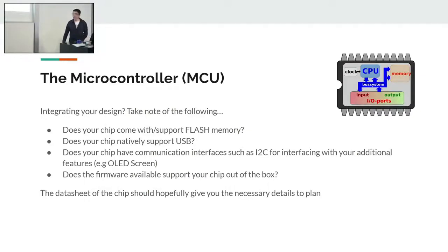Okay, once you've moved off from the bench testing phase and you're ready to put the microcontroller onto your printed circuit board, you have to consider the following. Usually when you buy a breakout board, all of this has been done for you, and all you have access to are the pins. But if you have a chip alone, most of the time the chip doesn't come with flash memory. The flash memory is where your firmware will live. If you don't have flash memory, you have to consider buying one and putting it into your design.